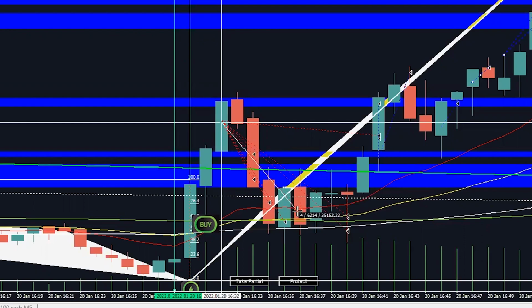So I was taking partials, chopping down my position, and then it started to turn against me. I saw it start to reject these zones. It started to pop up, and that's when I closed it out manually for just an 8 pip profit. So there you have it. That was the market open.